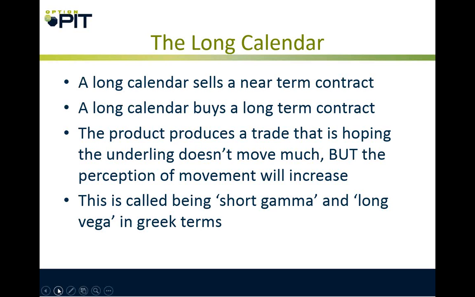All right. The product produces a trade that is hoping the underlying doesn't move much, but, and this is the crazy part, the perception of movement will increase. All right. This combo is called being short gamma and long vega for those of you that follow the Greeks. So when you own a calendar, you want there to be very little movement, but you want the fear of movement to be increasing.